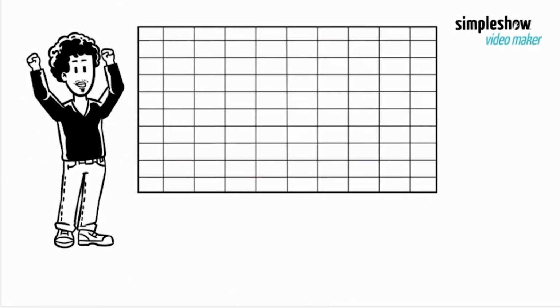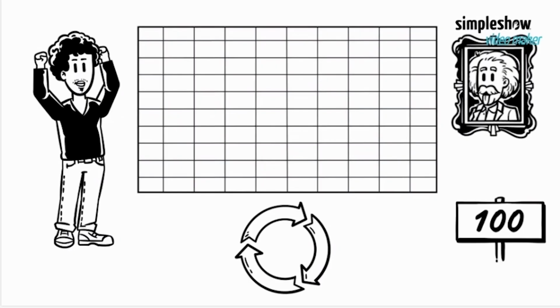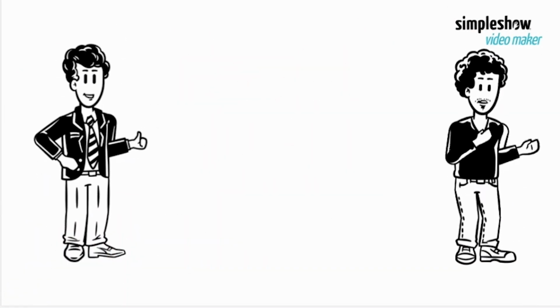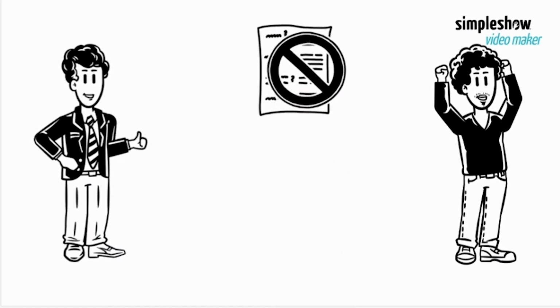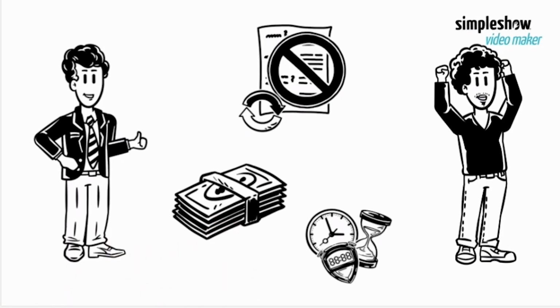Oh, I get it. I just keep repeating that process until I get to my desired 100 lots. Genius. Exactly. And you also avoid the entire approval and public review process normally associated with subdivisions, saving you a ton of money and time.